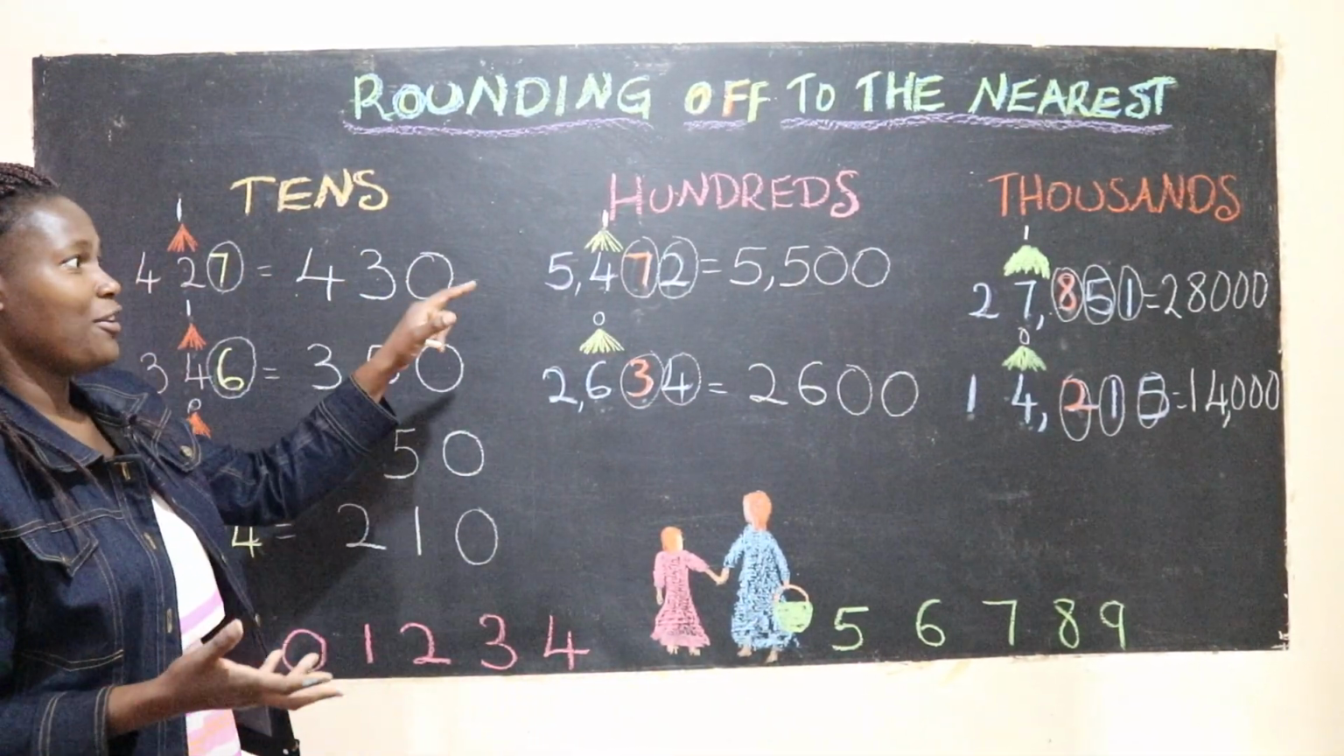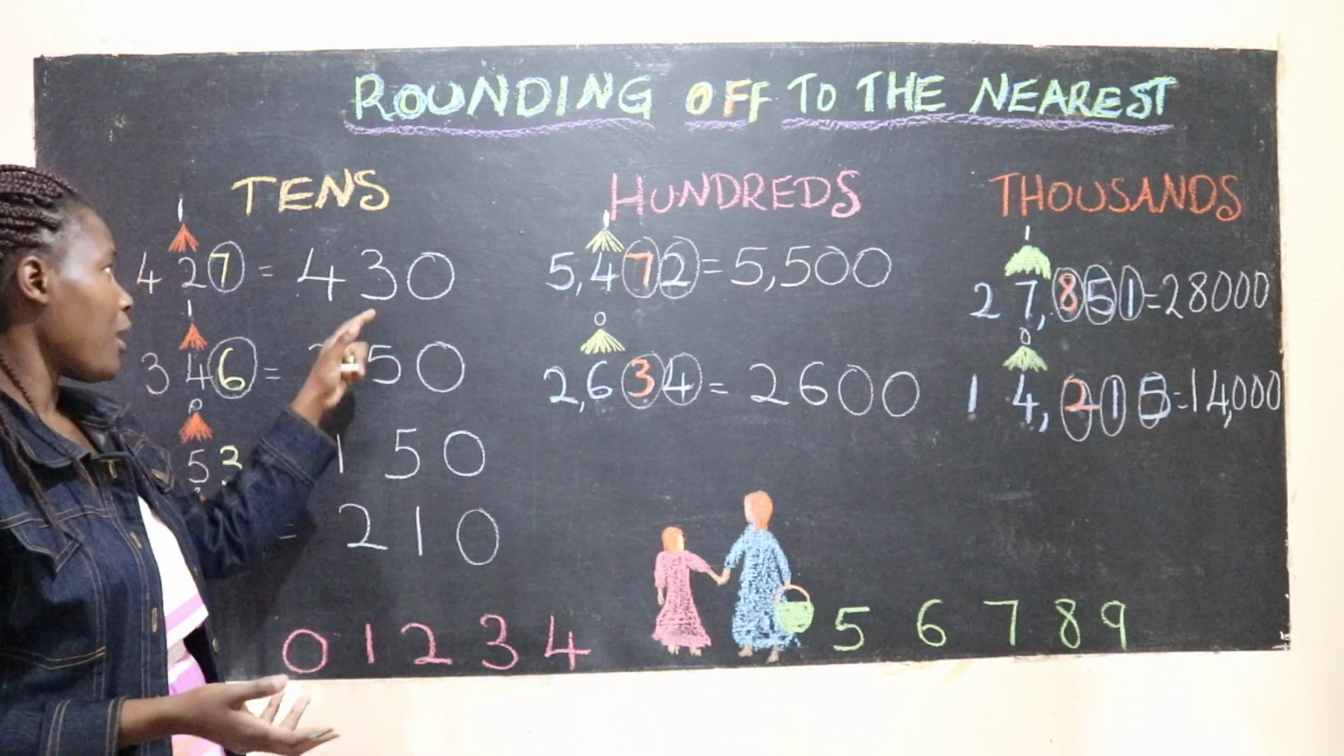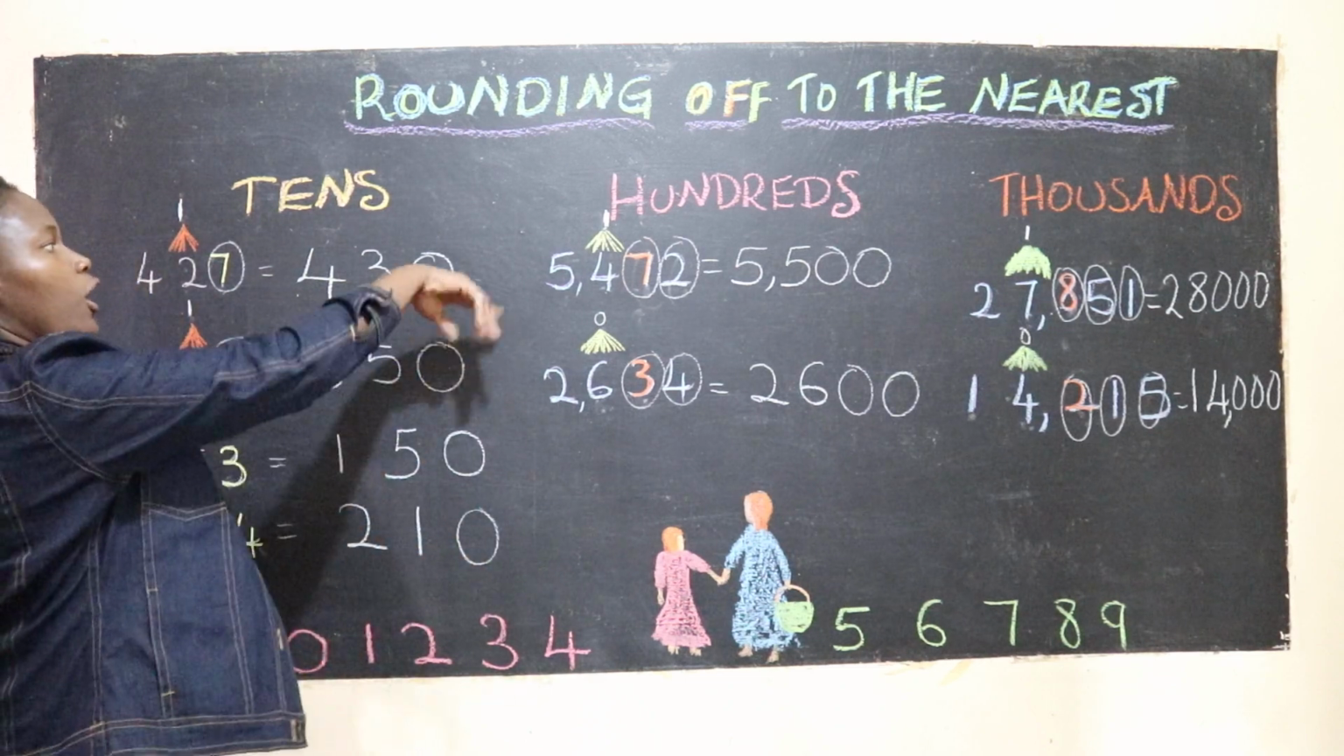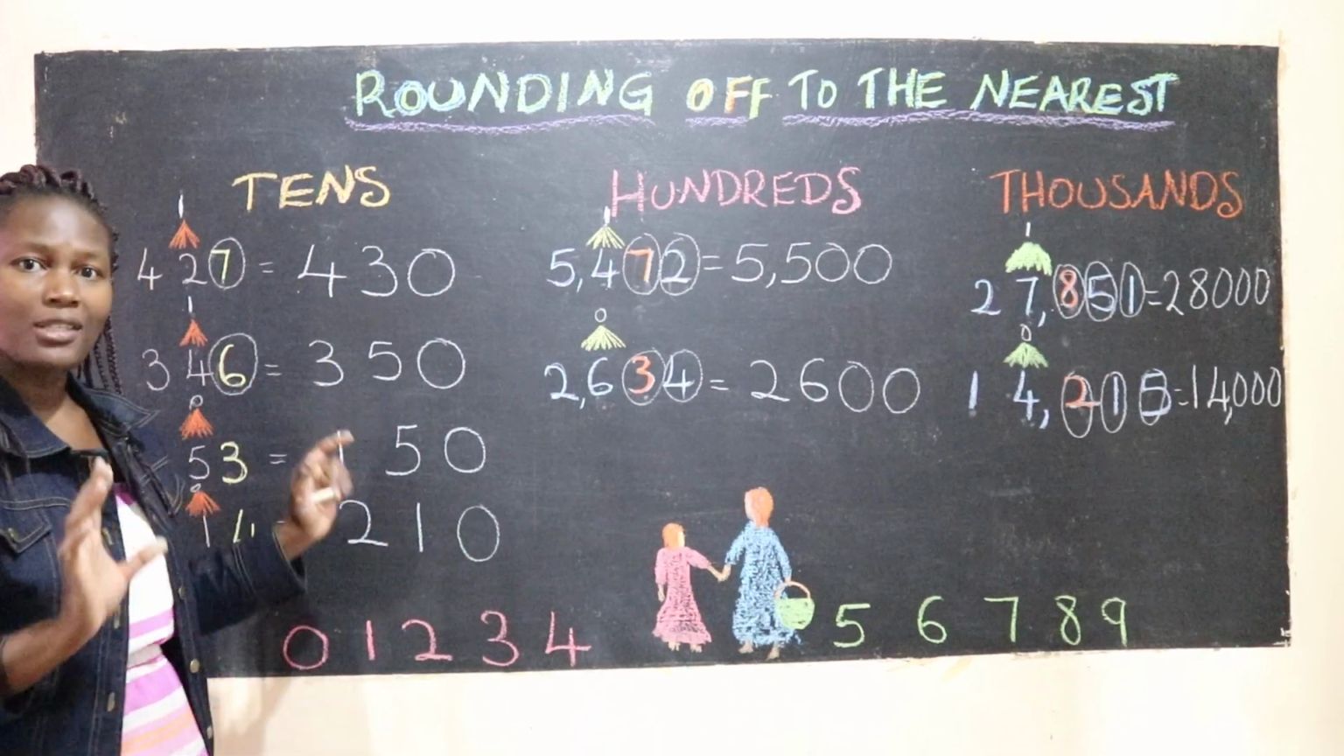nearest tens, hundreds, and thousands. Once a parent number has given birth, then all the numbers behind will become zeros.